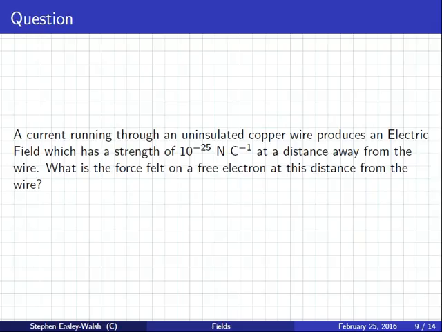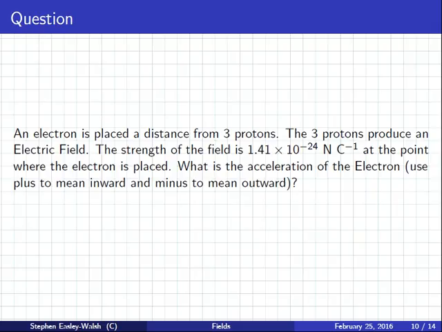So the next one here, an electron is placed a distance from three protons. The three protons produce an electric field. The electric field strength is 1.41 times 10 to the minus 24 newtons per coulomb. What is the acceleration of the electron? Now this one's only a little bit different. So think about this. Can you get the force here like last time? Yes. And if you have the force, how can you get the acceleration? By knowing the mass, and do you know the mass of the electron? Yes. You do, because I gave it to you earlier.